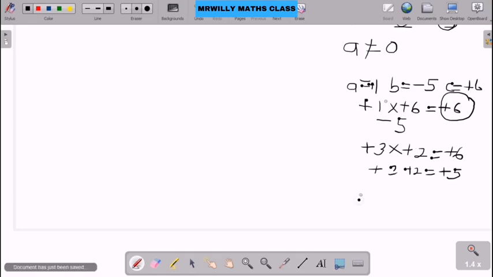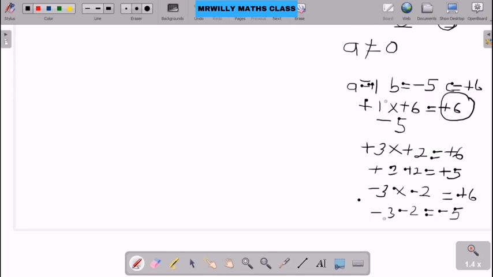What about minus 3 times minus 2? Minus 3 times minus 2 will give you plus 6, because minus times minus is plus. And minus 3 minus 2 is minus 5. Can you see that these two factors, minus 3 and minus 2, have met the criteria we are looking for? When you multiply the two factors, it gives you plus 6, and when you add them, it gives you minus 5.